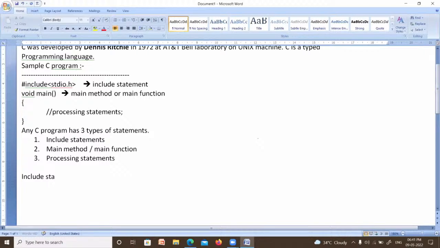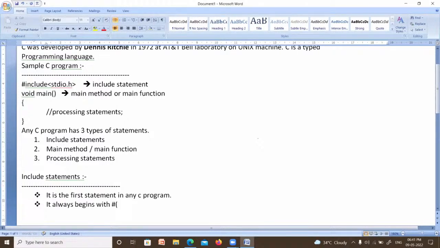Include statements. You have to write include statements at the top of the program. It is called the first statement in any C program. It always begins with the hash symbol. The name of the symbol is hash.